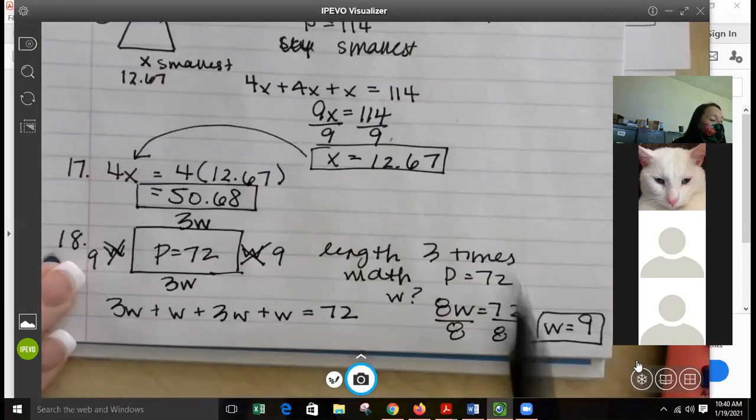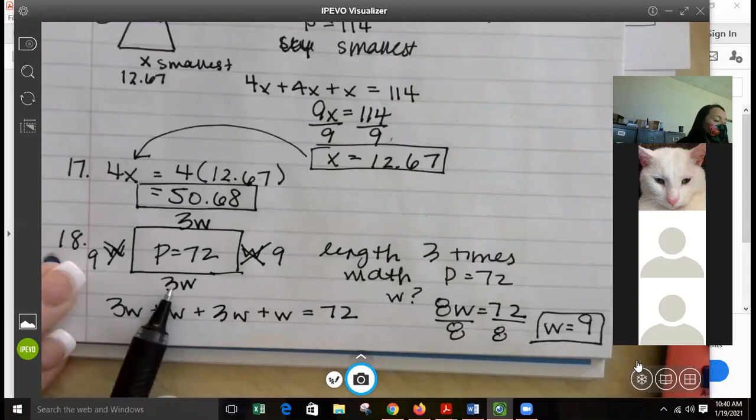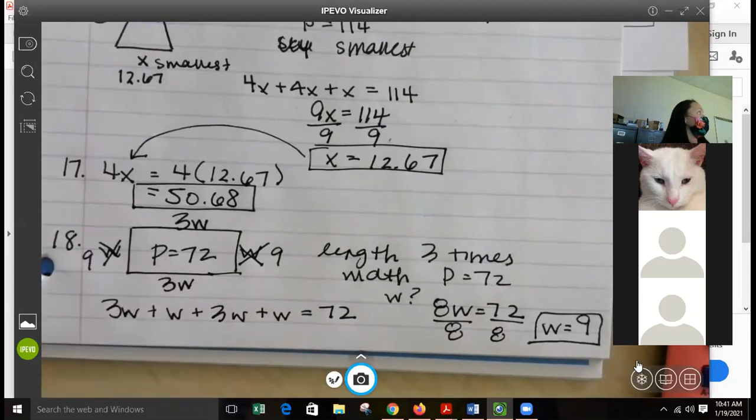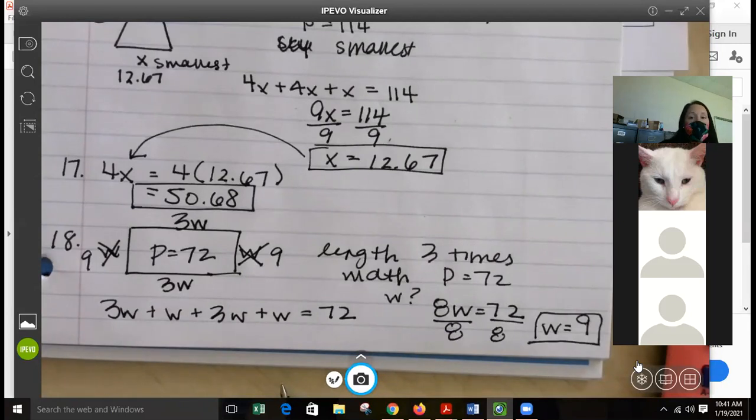Guys, when we try to find the other side, we just plug in. We found W is 9. What's 3 times 9? 27. Okay, you have to plug in to find the other side. You're going to have questions like that on your final exam. You're going to have questions like that on your test. This is why we're reviewing today.